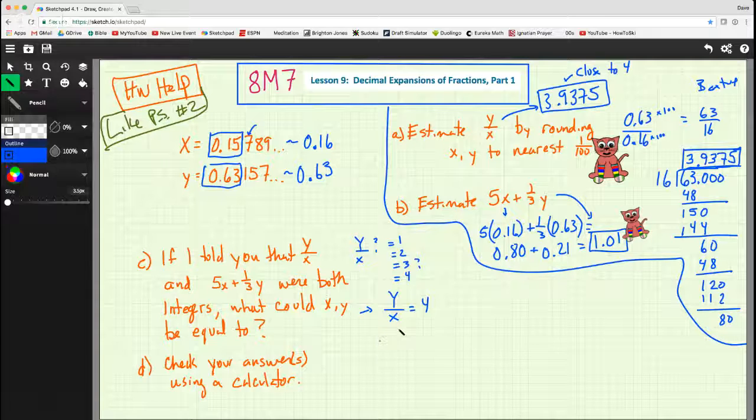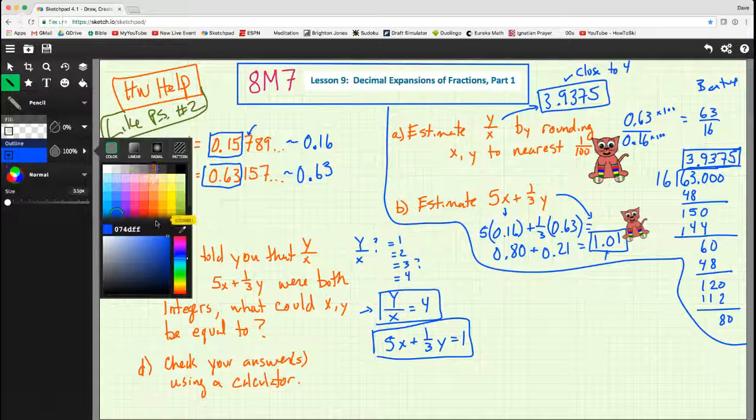Well, I think 5x plus 1/3 y is equal to 1, because the estimate is really close to 1. So now let's write that out: 5x plus 1/3 y equals 1. So these are the 2 starters that are going to help me figure out what x and y might be.